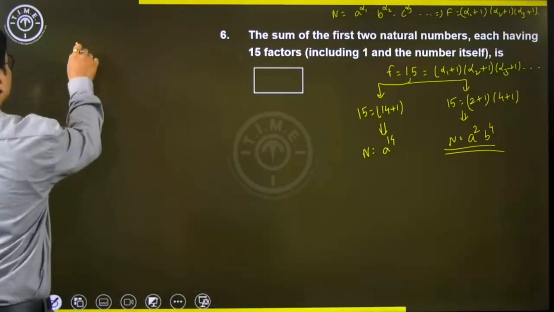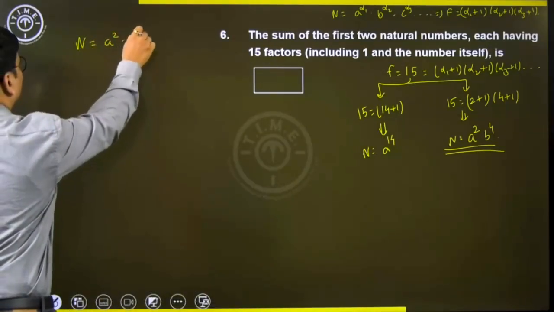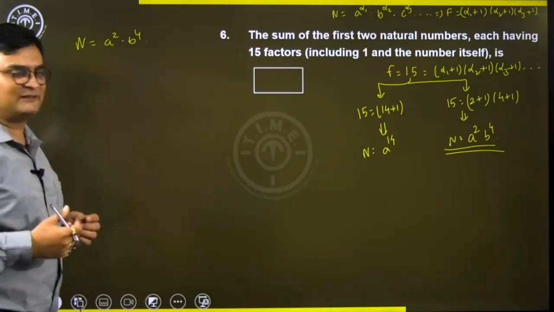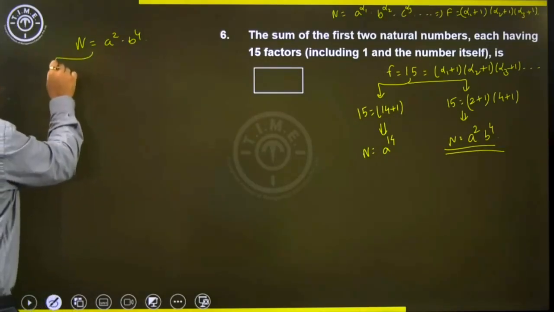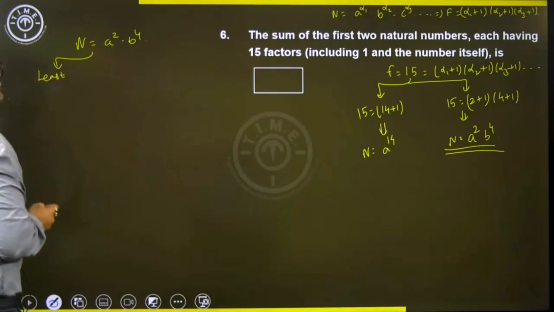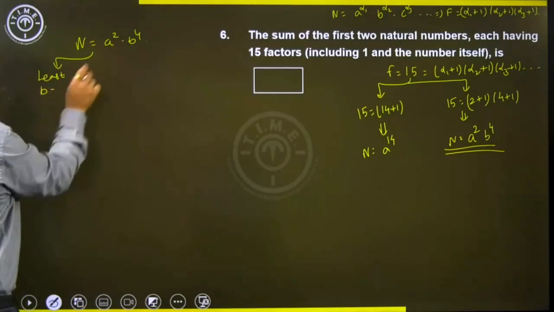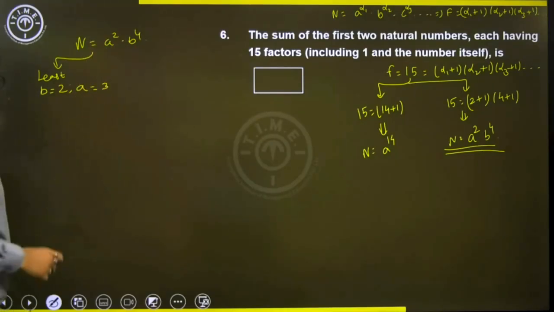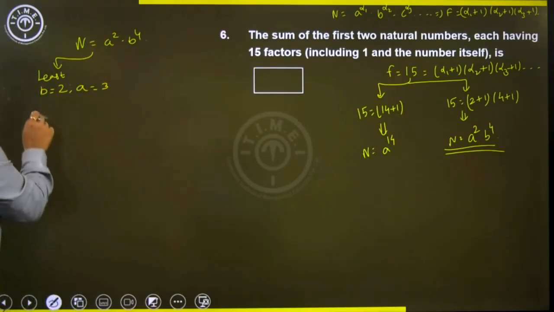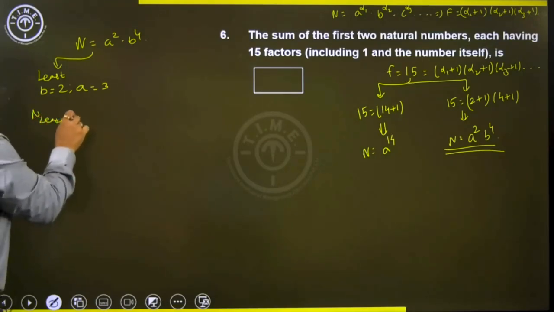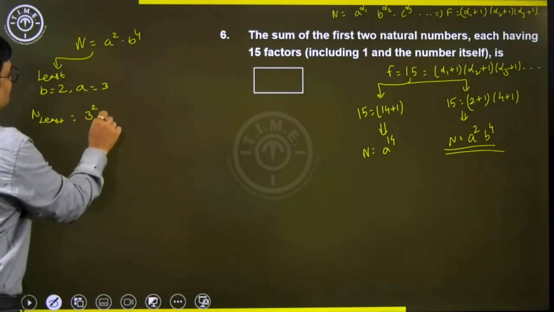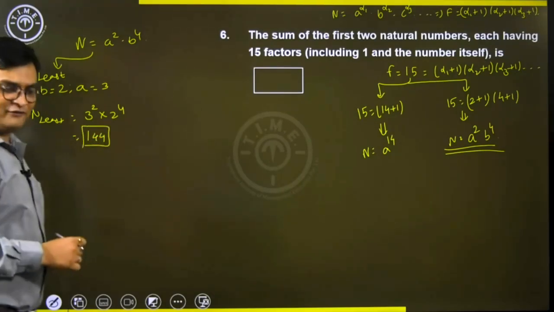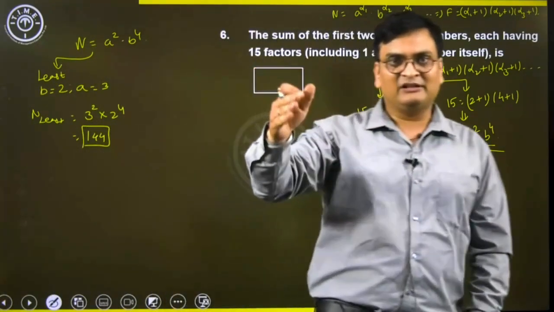So if your number n is of the form a square into b power 4, what will be the smallest value? See, a and b are prime numbers, so I need to associate some values for them. If I want the least value, when do I get the least value? Think about it. When I put b, which has the higher power, as 2, and a, which has the lower power, as 3. 2 and 3 are the smallest prime numbers. So what is the least value of n? That will be 3 square into 2 power 4. It is 9 into 16, it is 144. That is the least value. So 144 is the first number in the series which will have 15 factors.